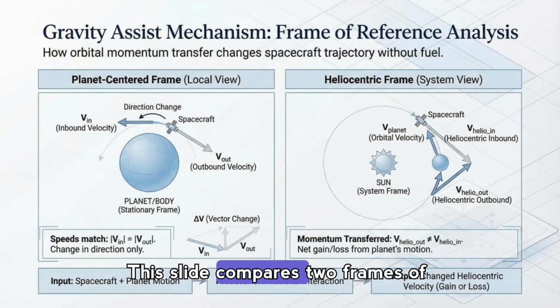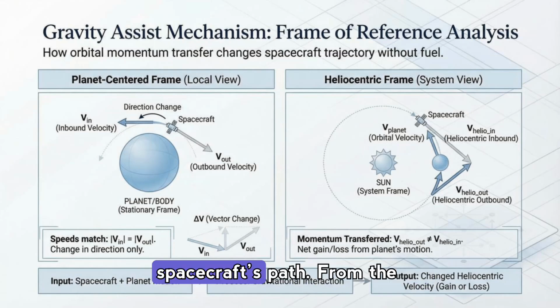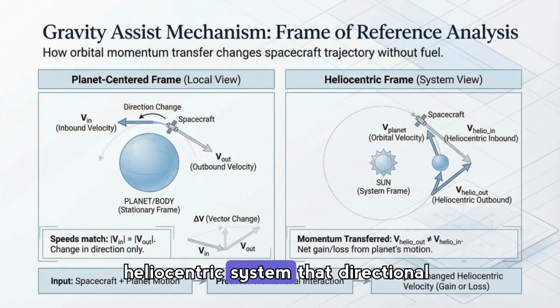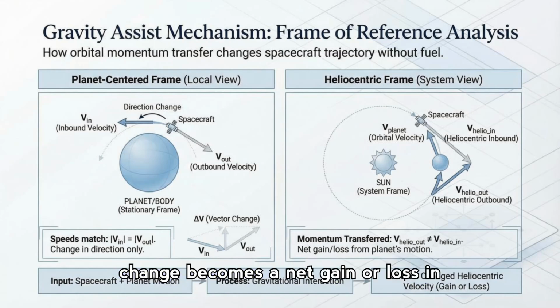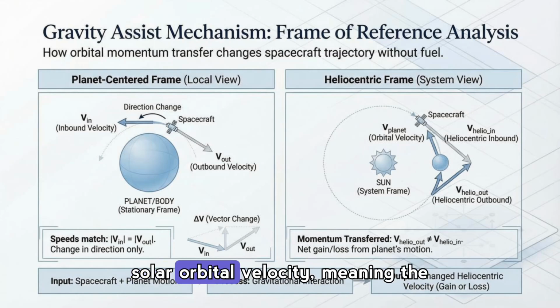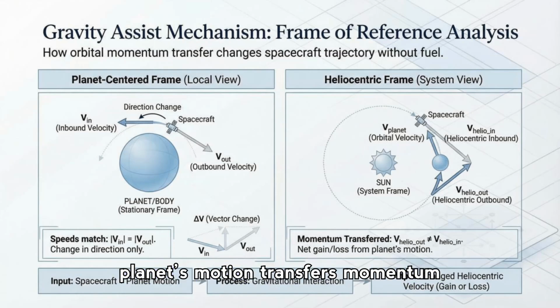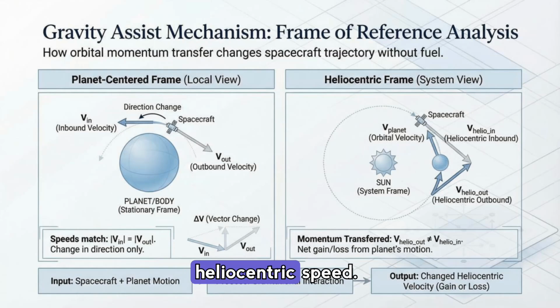This slide compares two frames of reference to explain how a gravity assist actually changes a spacecraft's path. From the planet-centered view, the craft's speed stays the same, but its direction shifts. While in the heliocentric system, that directional change becomes a net gain or loss in solar orbital velocity, meaning the planet's motion transfers momentum and alters the spacecraft's heliocentric speed.